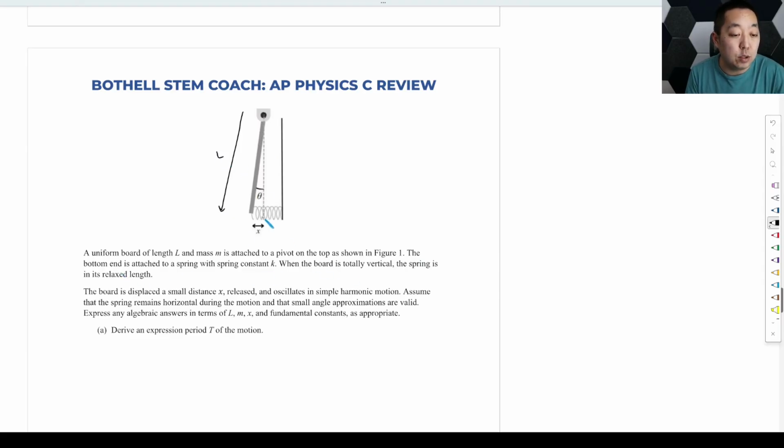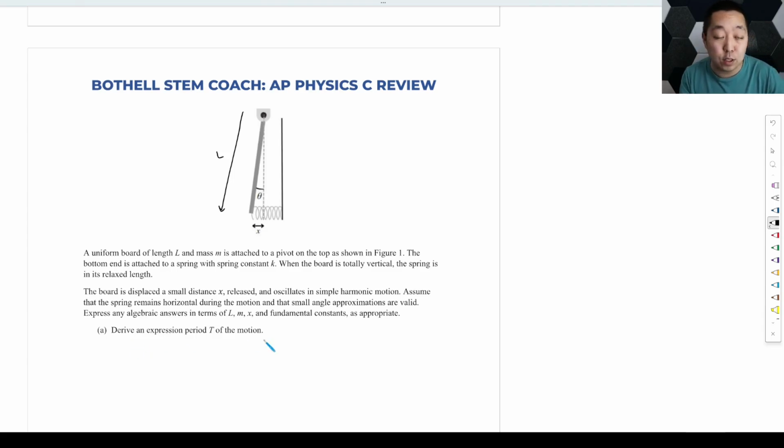The bottom end is attached to a spring with the spring constant K. When the board is totally vertical, the spring is at its relaxed length. The board is displaced a small distance x and released and oscillates in simple harmonic motion. Assume that the spring remains horizontal during the motion and small angle approximations are valid. Express any algebraic answers in terms of L, M, x, and fundamental constants as appropriate. Derive an expression for the period.